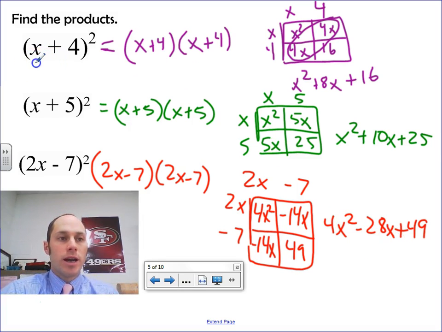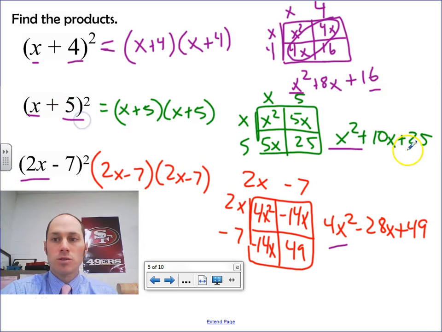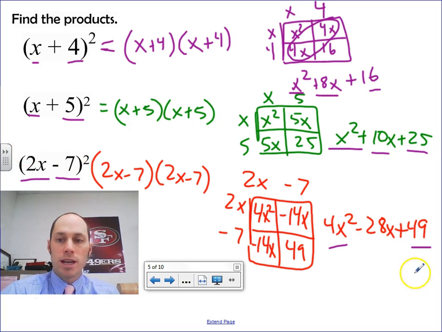Well, I noticed that when I do x, it's x squared. 2x became 4x squared. 4 squared is 16, 5 squared is 25, negative 7 squared is 49. Then I see this middle term is doubled. So 4 times x times 2, 5 times x times 2. Negative 7 times 2x is negative 14x, doubled. It's negative 28x because I take those twice.